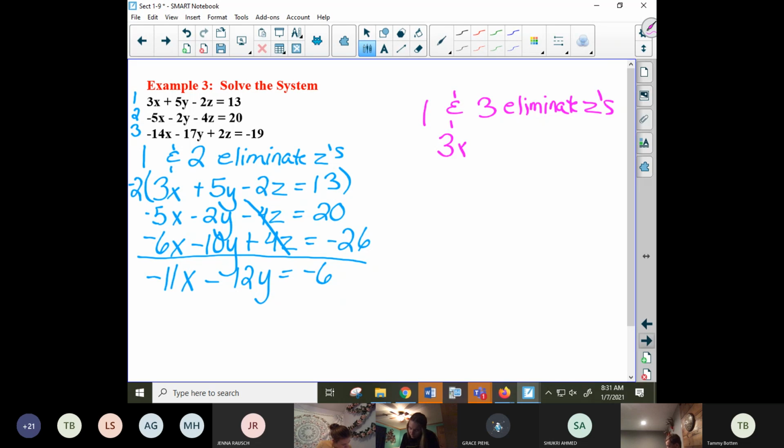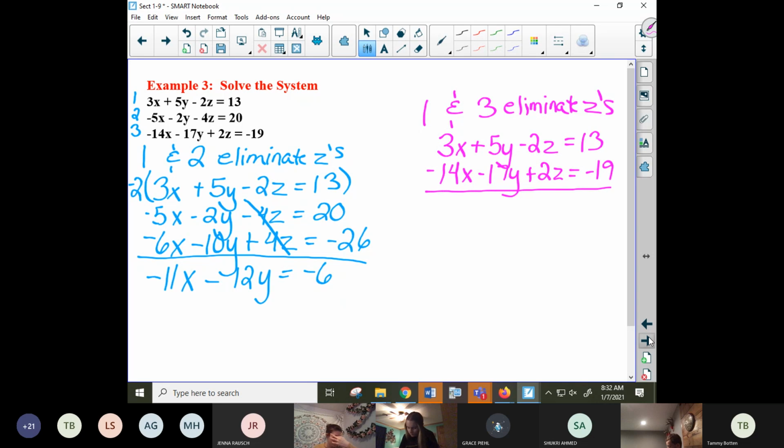So now I have 3x plus 5y minus 2z equals 13. And then 3 is negative 14x minus 17y plus 2z equals negative 19. And notice in this one, our z's already cancel out.